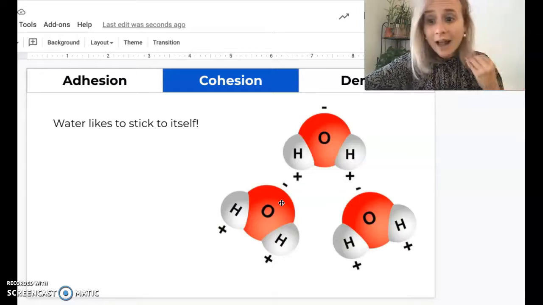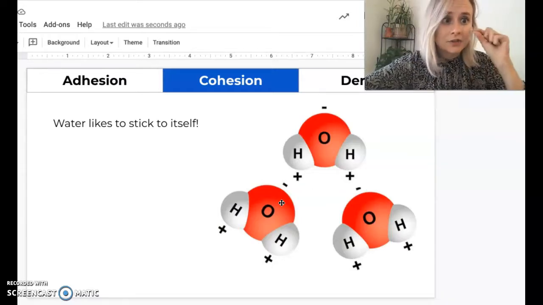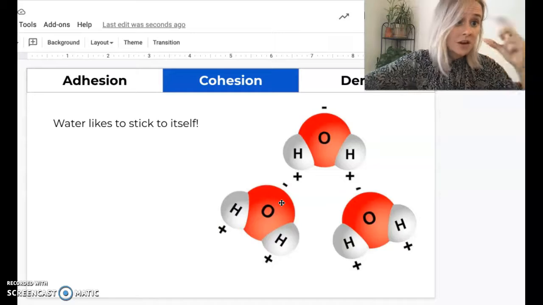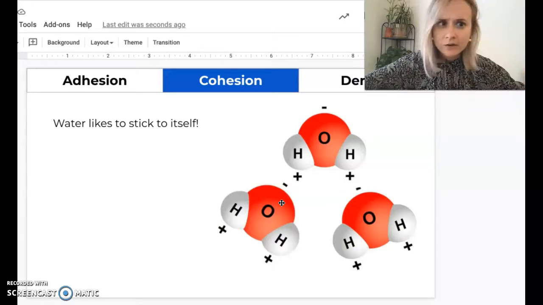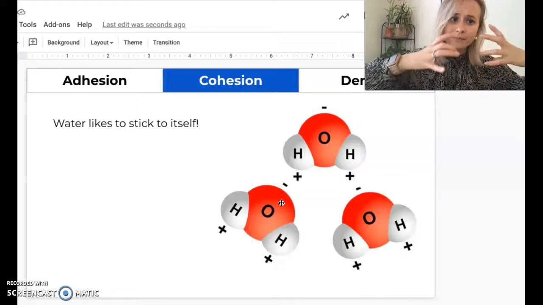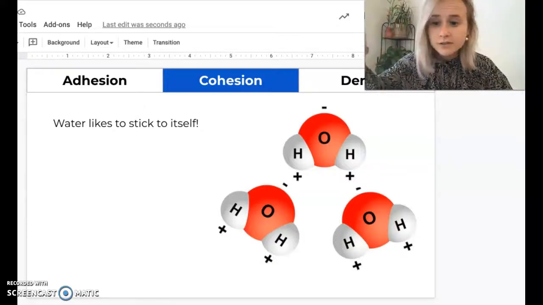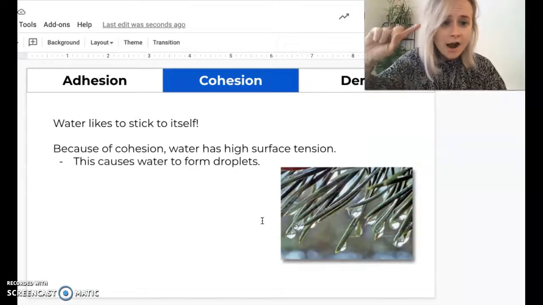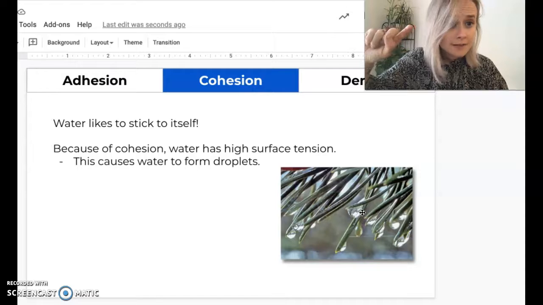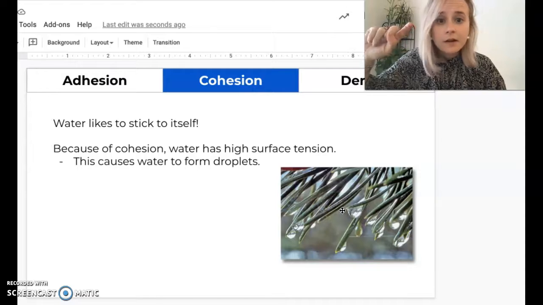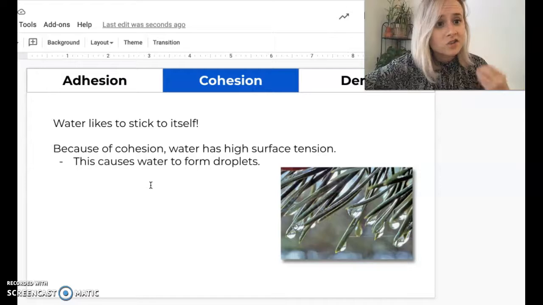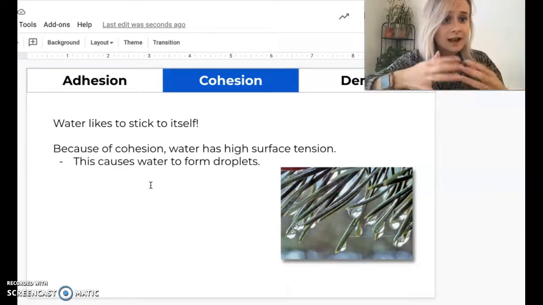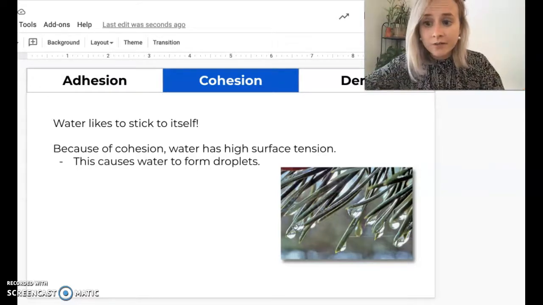So what happens is that there's like tiny little magnets in water, and it forms almost like a skin over it, and it wants to stick to itself. So that's why water forms droplets, this little shape. And because of cohesion, water has what we call high surface tension, which means that it likes to stick to itself. That's why it forms droplets.